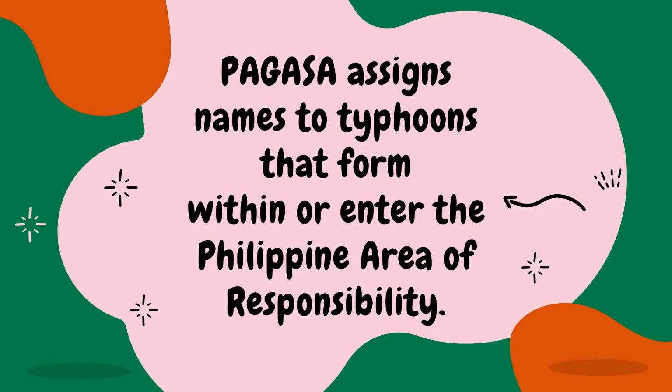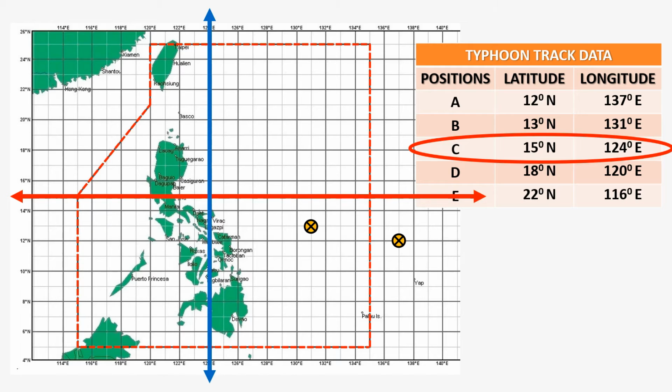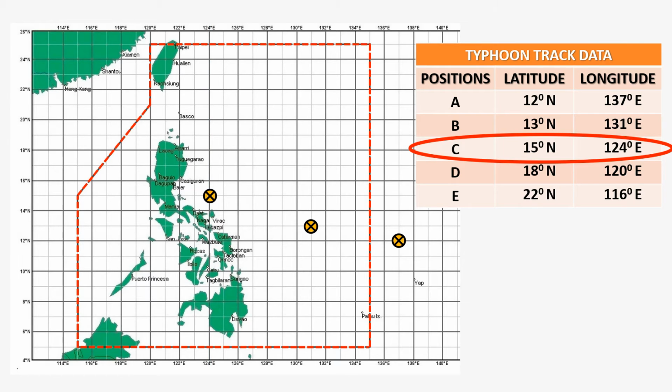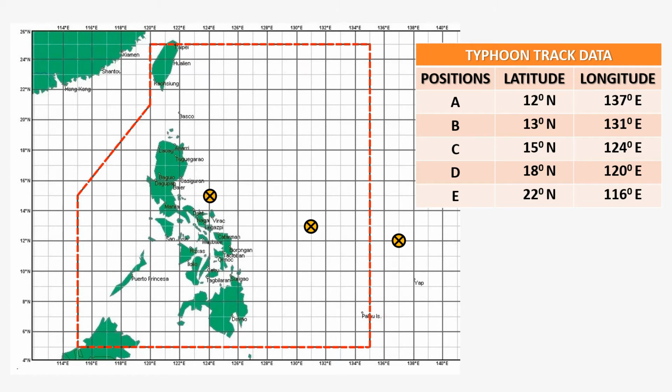Now let's go to position C. Its coordinates are 15 degrees north and 124 degrees east. Now what can you say about the typhoon here at point C? Very good! Here at position C, the typhoon is approaching Luzon and it is near to making its landfall.